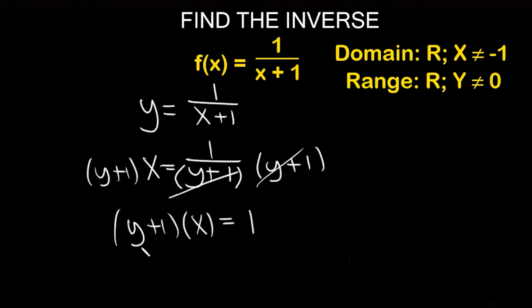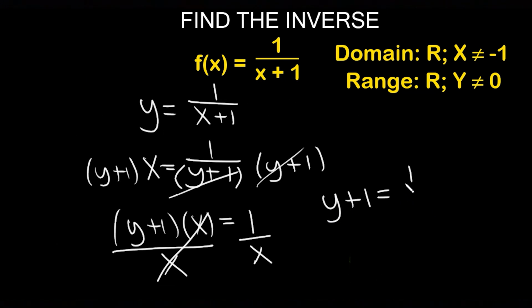So from here, we have to divide both sides by x. That will cancel the x's out on the left-hand side right here. And then divide this side by x. There we go. So now we have 1 over x. And now I have y plus 1 equal to 1 over x. I don't need the parentheses anymore. I'm good. I can drop them. All I have to do is take this positive 1 and move it over to the right-hand side. I will get y is equal to 1 over x minus 1.